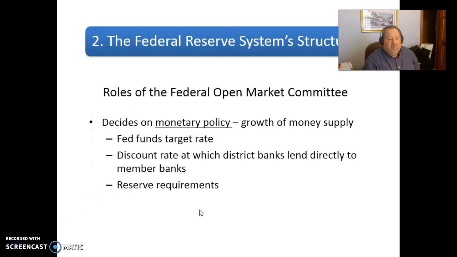So what are the roles of the Federal Open Market Committee? Well, they're the ones that decide monetary policy and control the money supply. They also set the Fed funds target rate, the discount rate that banks are charged when they borrow from the Fed, and also the reserve requirement.